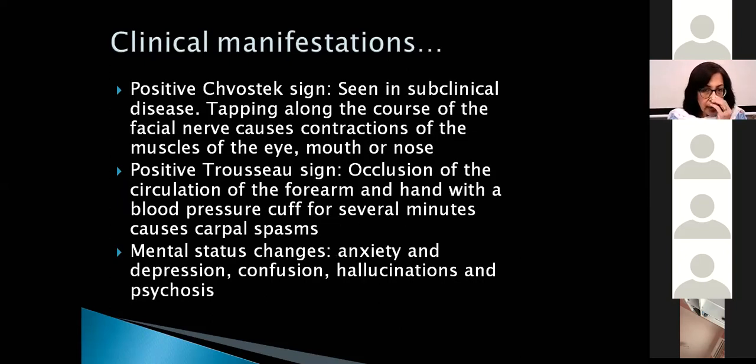Positive Chvostek sign seen in subclinical disease. If you tap along the course of the facial nerve, there is contraction of the muscles of the eye, the mouth, the nose. Positive Trousseau sign: if you occlude the blood vessel with the blood pressure cuff for a few minutes, it will cause carpal spasm. Okay. Then mental status changes, anxiety, depression, confusion, hallucinations, and psychosis.